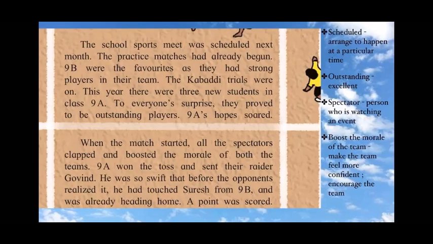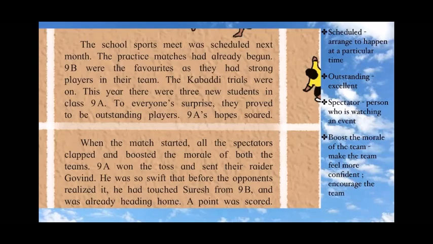Now when the match started, all the spectators, the people who were watching this match, clapped and encouraged both the teams. Class 9A won the toss and they sent their raider whose name was Govind.